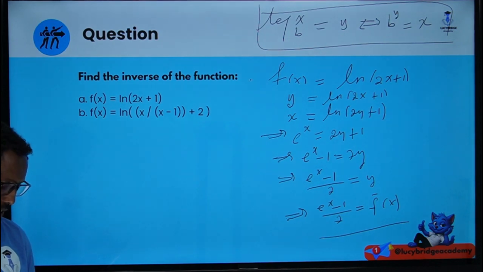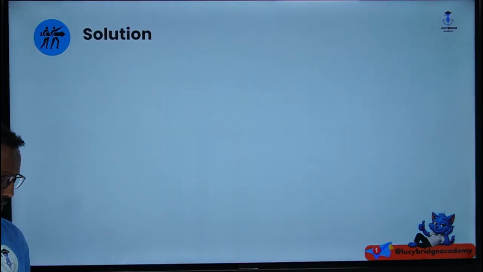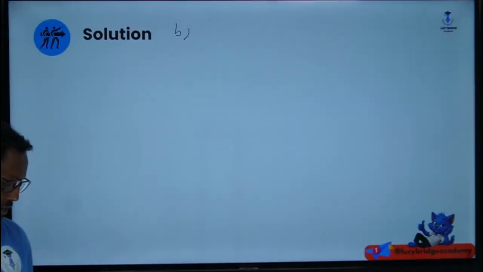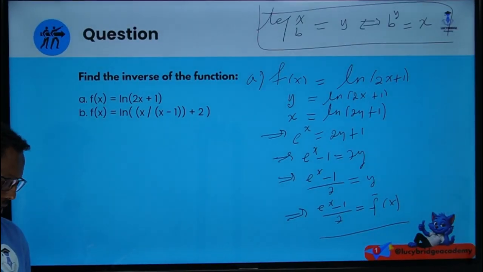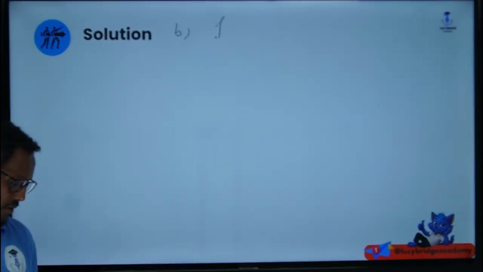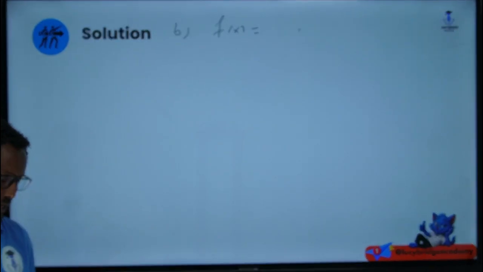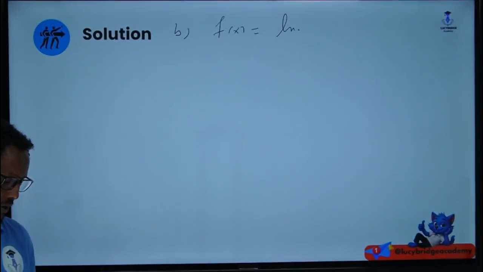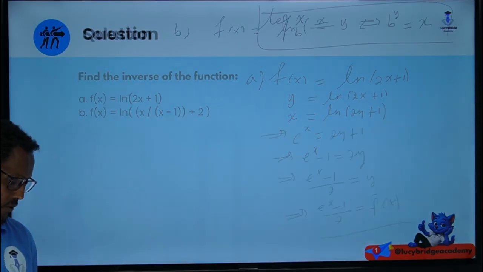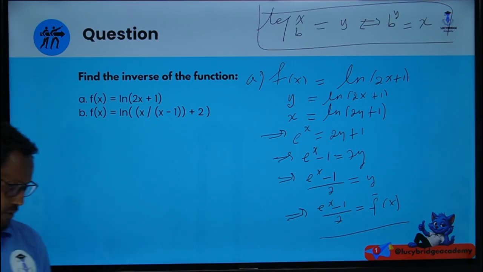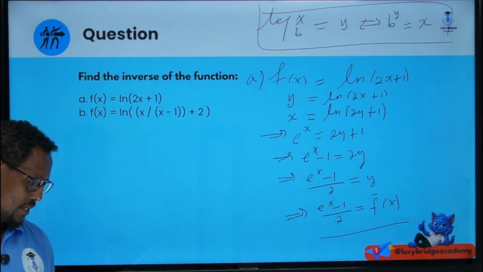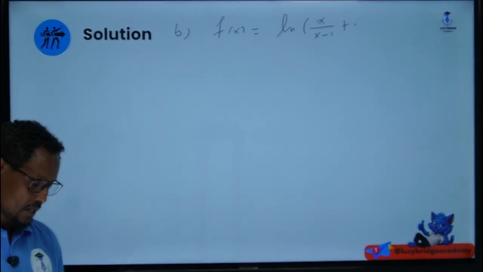This is a, all right? A. What about b? f of x is equal to ln of x over x minus 1 plus 2.